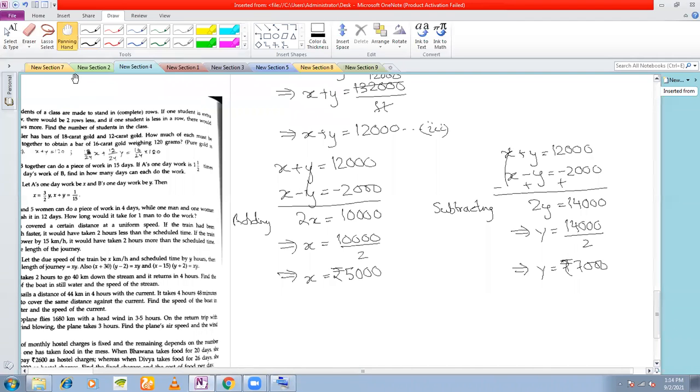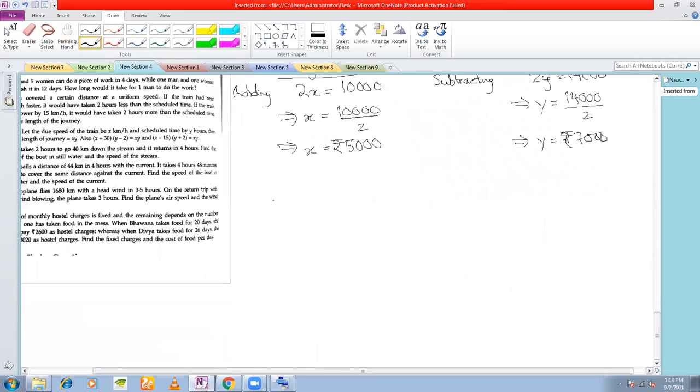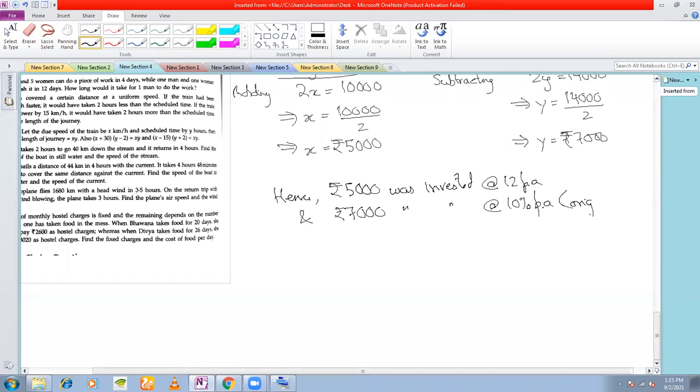Okay, so you have got the amounts. So initially, how much is he investing at 12%? He is investing X, right? So you will write, hence, rupees 5,000 was invested at 12% per annum. Rupees 7,000 was invested at 10% per annum originally. Clear with this? Or any question you have?